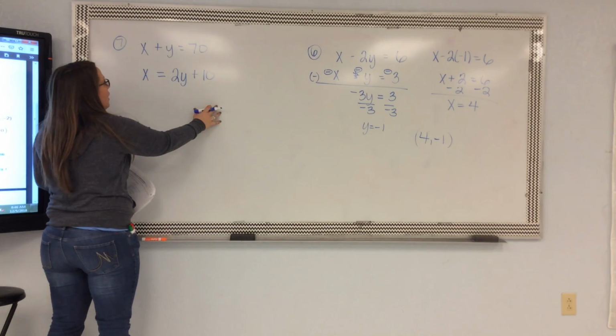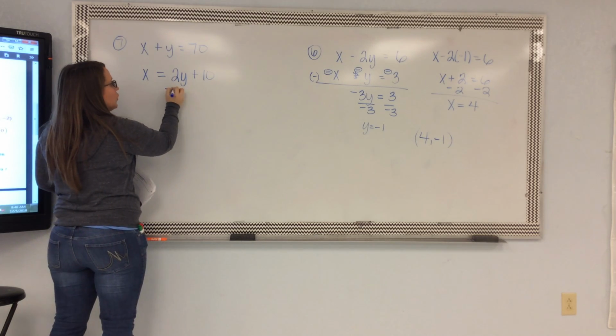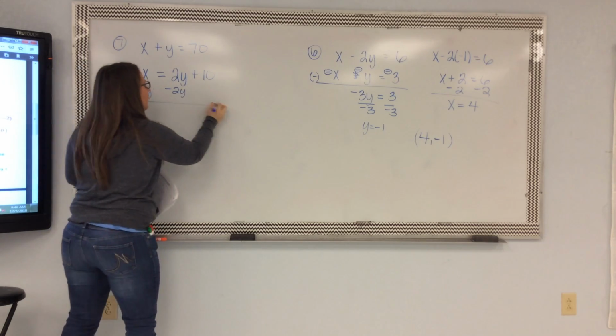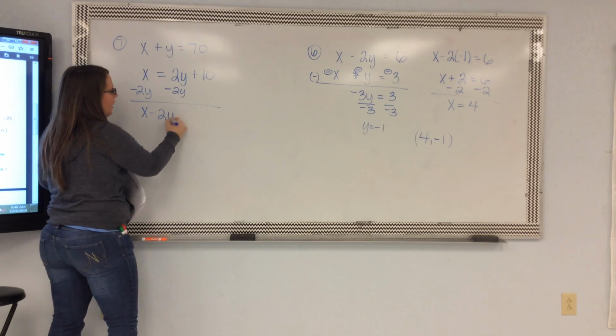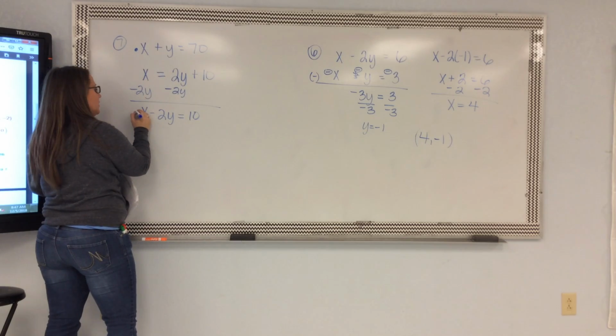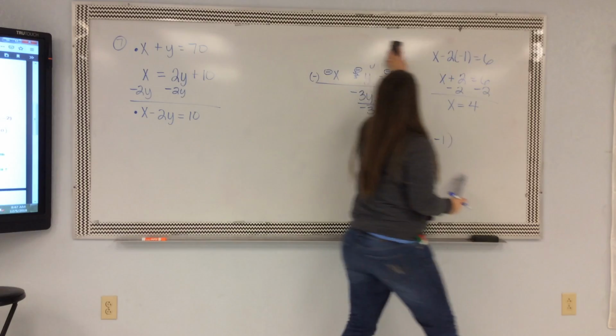Okay? So once again, I have x and y on this side, but I have x over here and y over here. So I'm going to subtract the 2y to move it over here, because if I do it to one side, I do it to the other. And this equation becomes x minus 2y is equal to 10. So now I'm going to use this equation and this equation to create a system of equations.